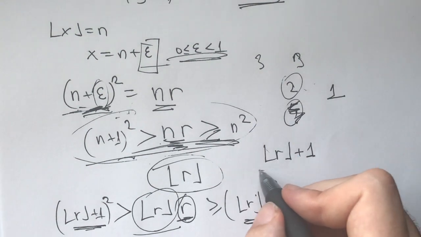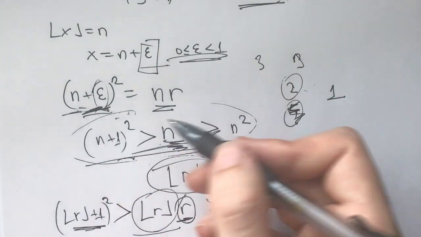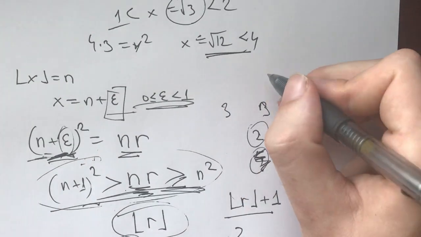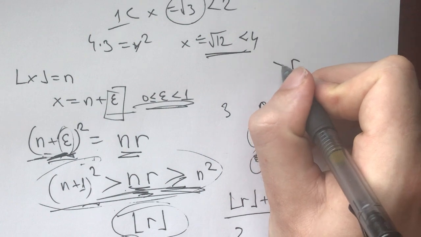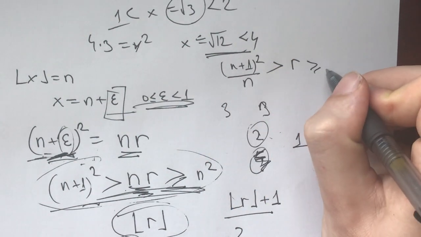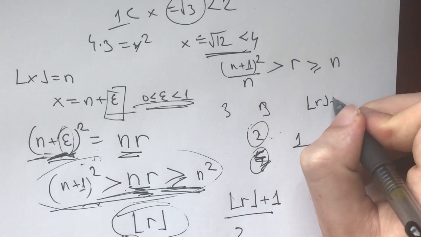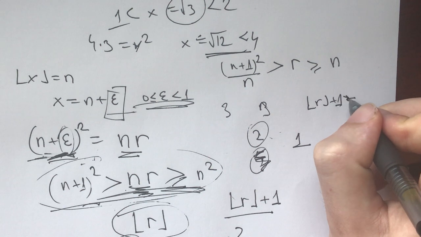Actually, does it work? I don't know. Now it's time to figure that out. So for the floor of r, actually, we can simplify this. This means that r needs to be less than (n+1)²/n and greater than or equal to n. And now we know that the floor of r plus 1 doesn't work.